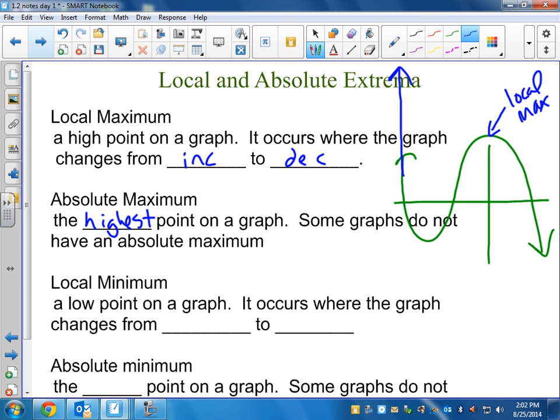But what if both arrows pointed down? Would it have an absolute maximum? Yeah, like a parabola pointing down, right? That would be a local maximum and an absolute maximum. Same thing with a local minimum. A local minimum is any low point on your graph, and it occurs where the graph changes from decreasing to increasing. This would be a local minimum.